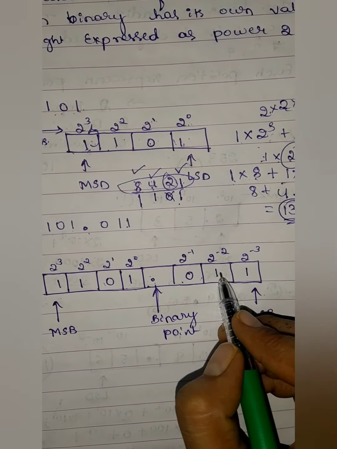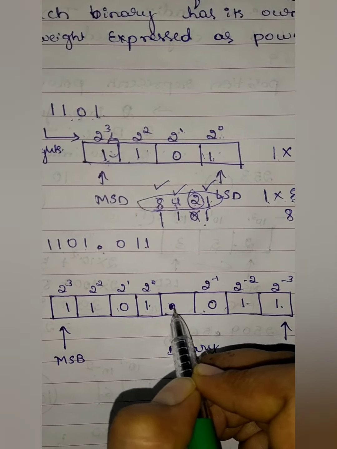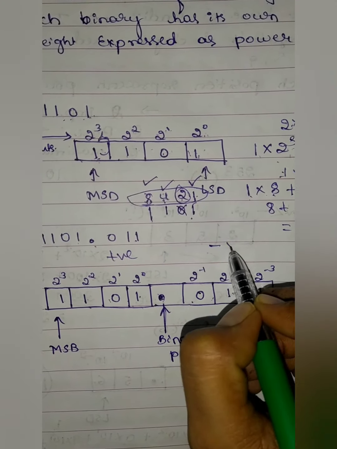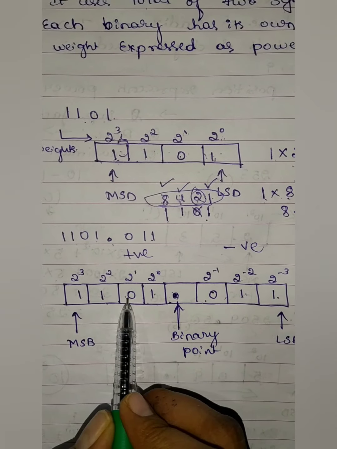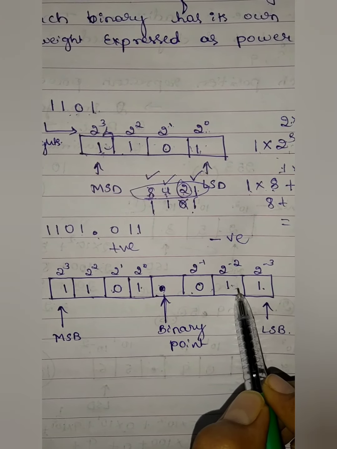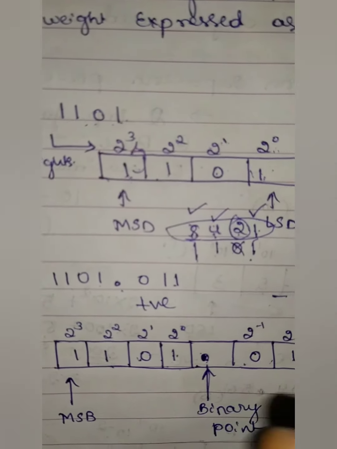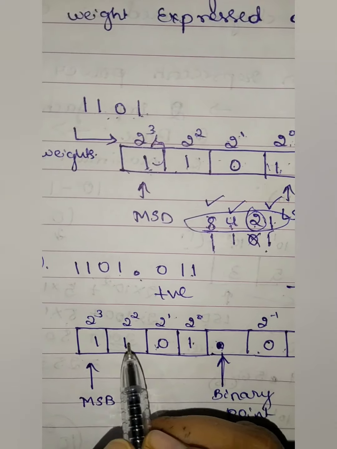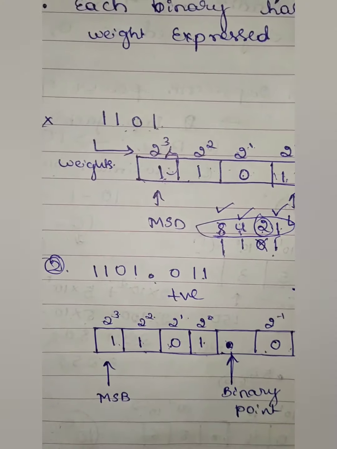Then 011. Okay, so from the decimal or binary point, whatever is to the left is a positive value, and whatever is to the right is a negative value. So we need to give the positive weightage for the leftmost values and negative weightage for the rightmost values, so that 1 is nothing but 2 to the power of 0, and 0 is 2 to the power of 1, 1 is 2 to the power of 2, then 1 is 2 to the power of 3.